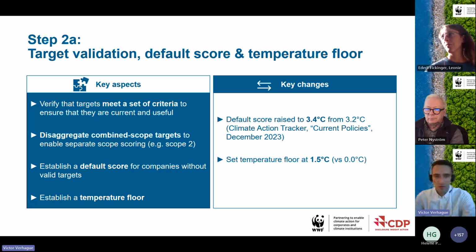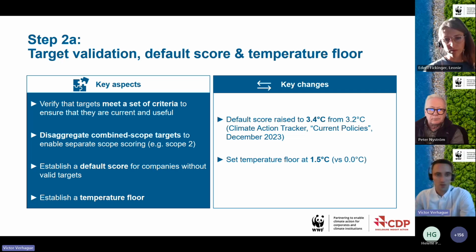Basically, the default temperature represents a business as usual trajectory. It reflects the pathway that companies are expected to follow if they continue to operate under existing policies, essentially abiding by the minimum requirements of current regulation. And actually, this was one of the important changes covered by this new version. In the same way that our benchmarks needed to be updated in step 1, the default score also needed to reflect the latest climate science.